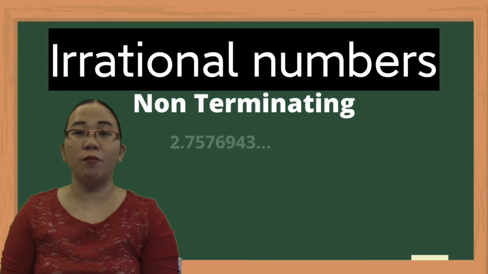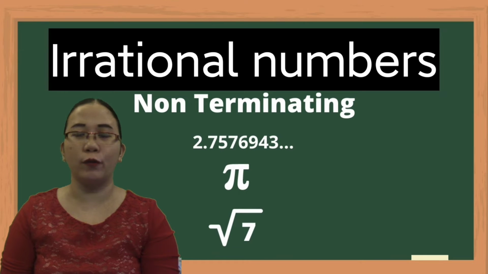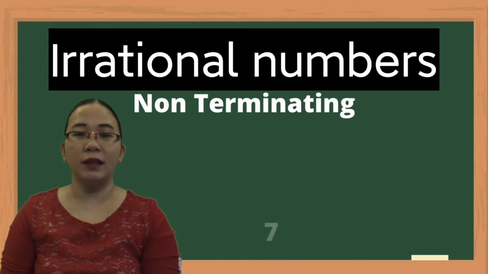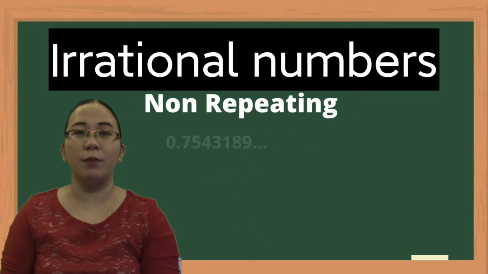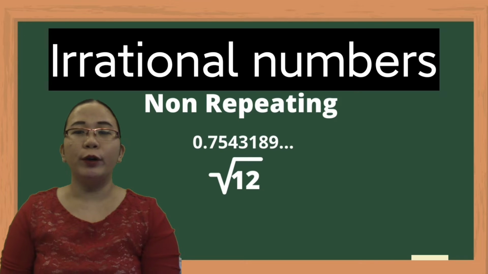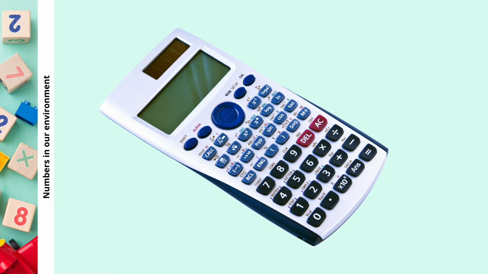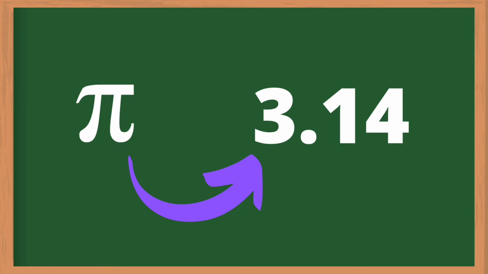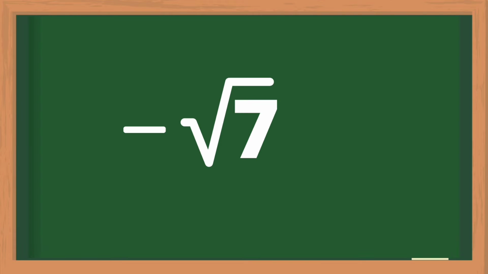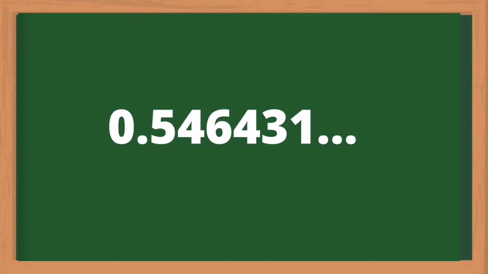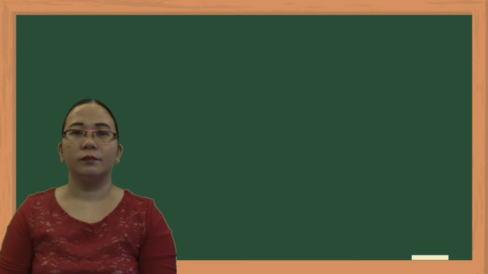Irrational numbers are numbers that cannot be written in fraction form. They include the non-terminating, walang katapusang decimal points, and non-repeating decimals, paiba-ibang decimal points. However, you can use a calculator to find their decimal approximation. For example, pi is approximately 3.14, square root of 3, negative square root of 7, and also 0.546431, and so on and so forth are examples of irrational numbers.